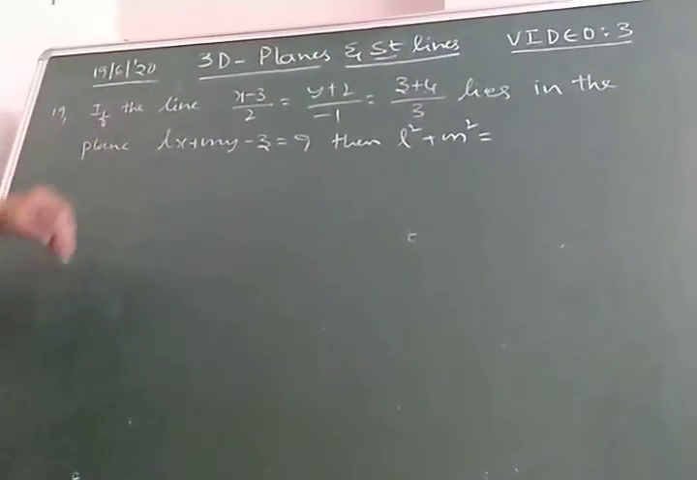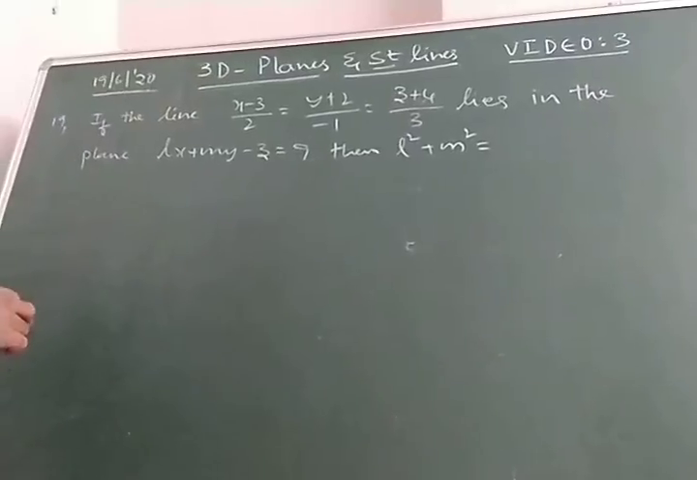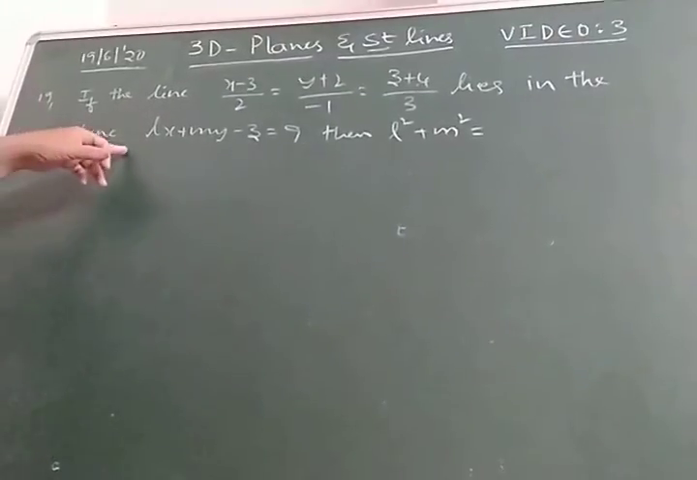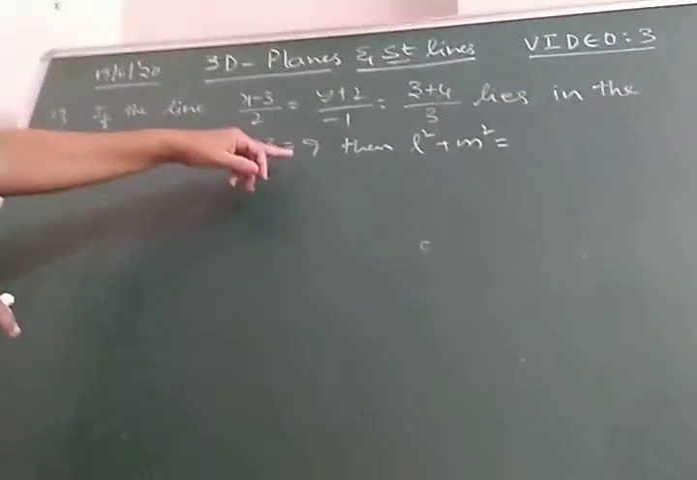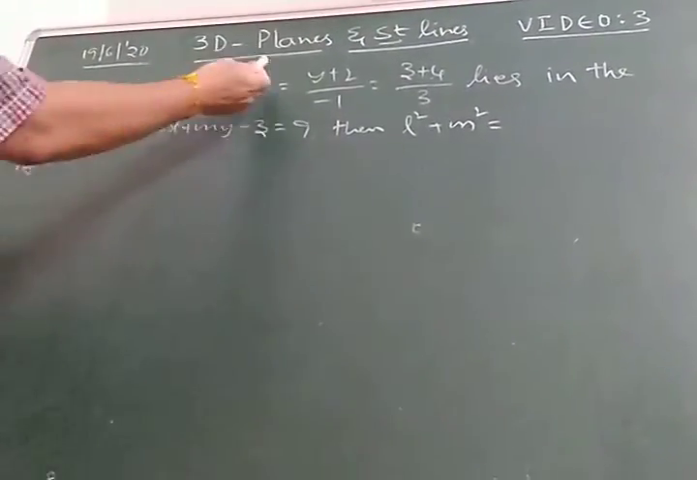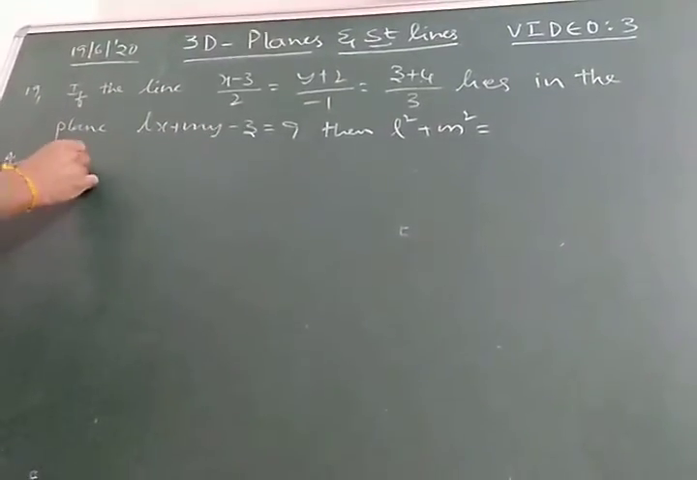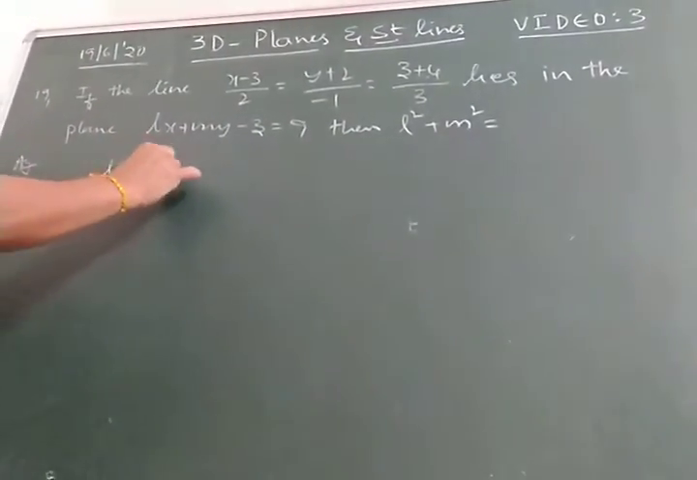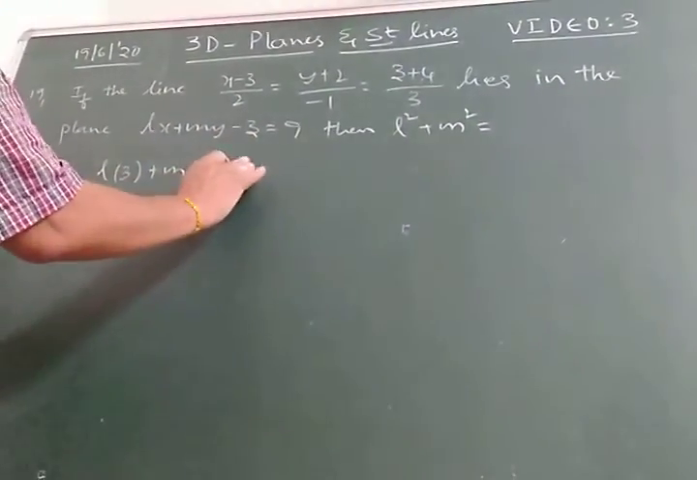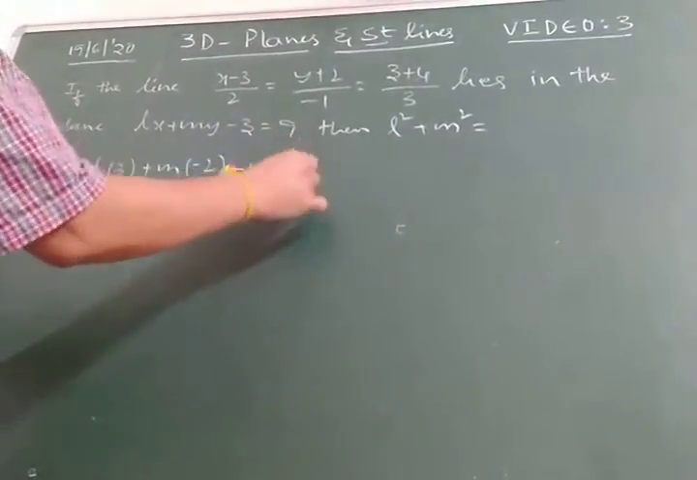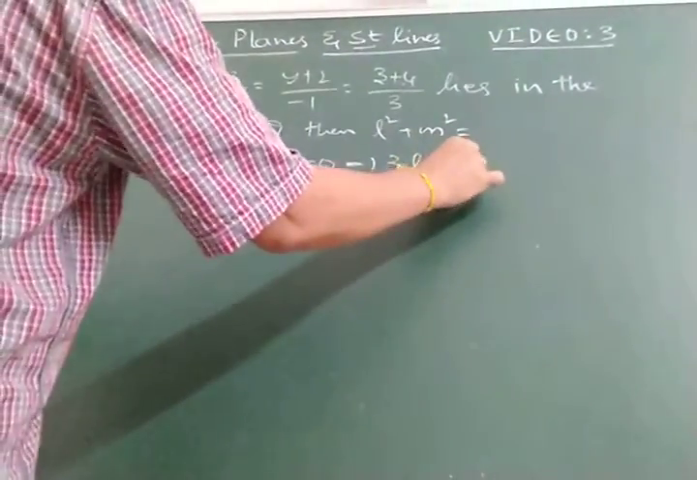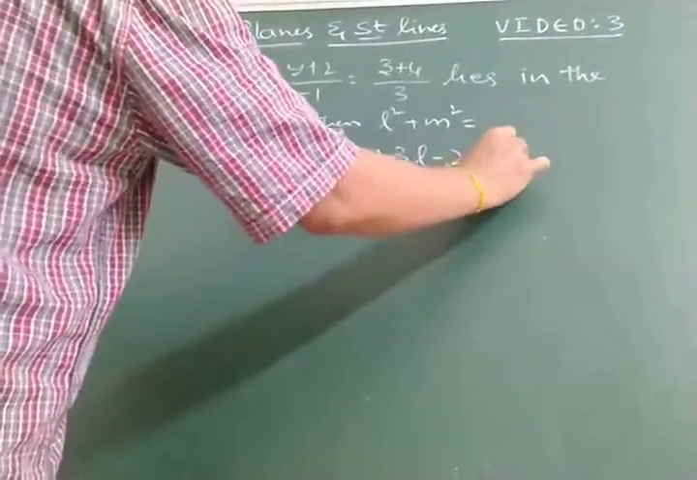Now lambda is equal to 19. If the line (x minus 3) by 2 is equal to (y plus 2) by minus 1 is equal to (z plus 4) by 3 lies in the plane Lx plus my minus z is equal to 9, then L square plus m square is equal to, that means the line lies on the plane, that implies L into 3 plus m into minus 2 plus minus 1 into minus 4 is equal to 0. That implies 3l minus 2m plus 4 is equal to minus 4.